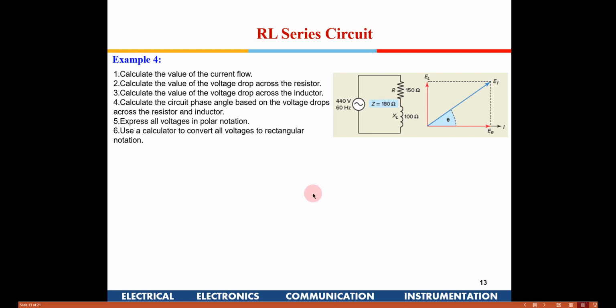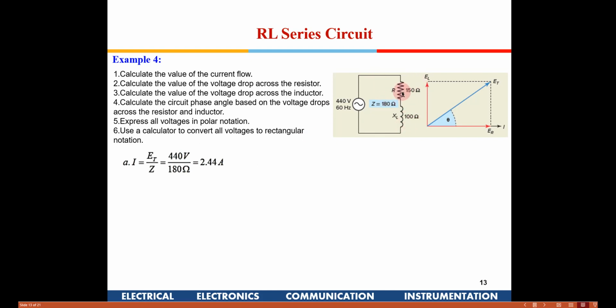Right. So I will take one more of this problem. Here we have to calculate the value of the current flow, the voltage drop across the resistor, the voltage drop across the inductor, and the phase difference. So the first step, like I said, is to find the impedance. Right, we start by finding the impedance. Sorry, again here the impedance is given, so you don't have to compute it.